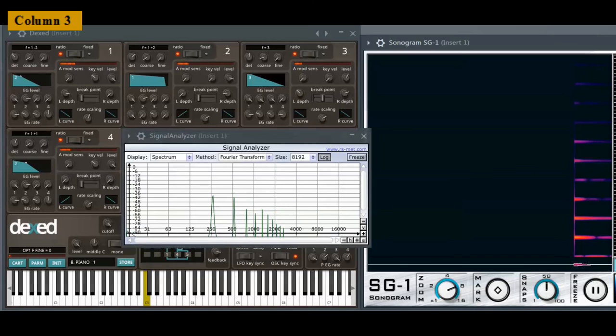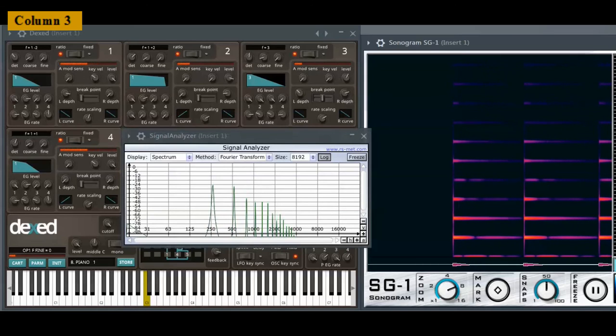Let's watch this effect again. In column 1 of this workshop, I called it the dance of the sidebands.